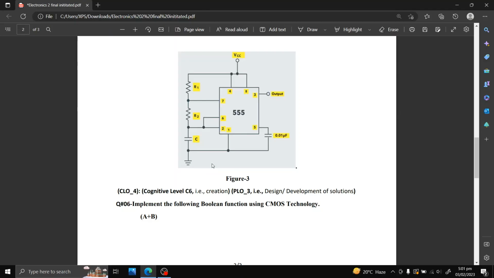Okay, question 6 is to implement the following Boolean function using CMOS technology. The function given to you is A plus B. This is basically an OR gate. So what you need to do is to design a NOR gate followed by an inverter circuit or a NOT circuit. So that is going to give you an OR gate. So I'm not going to solve this because this is already provided to you in the slides. I'm not going to try it again.